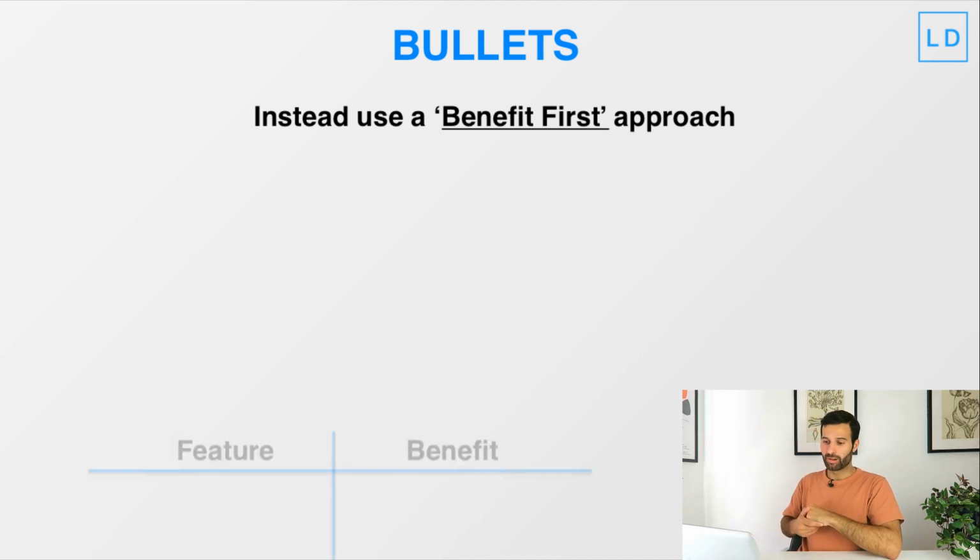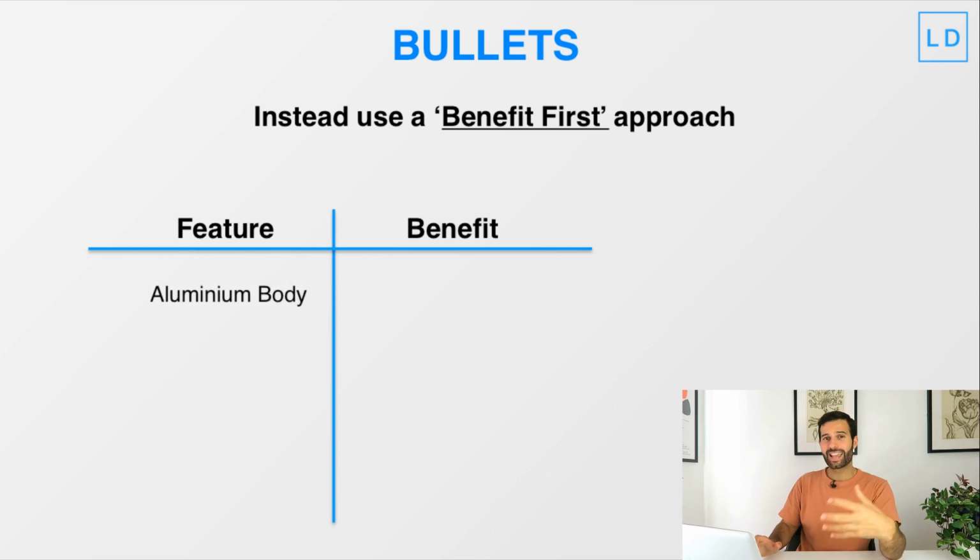So let me give you an example of this. Let's say that one of the features of your laptop stand is that it's made from an aluminium body. That is what I would call a feature. You don't want to start off the bullet point by saying aluminium body in capitals.